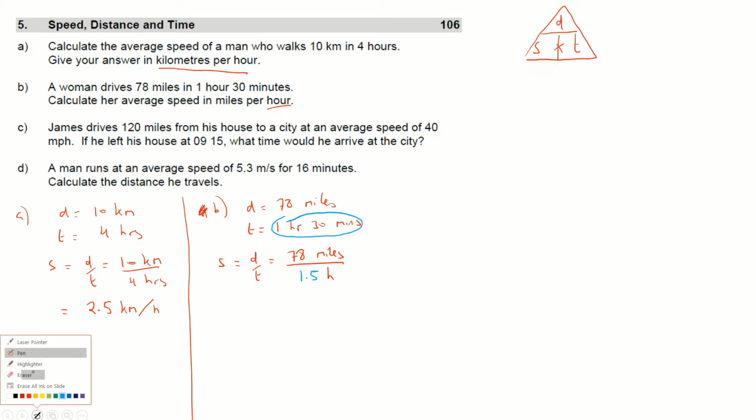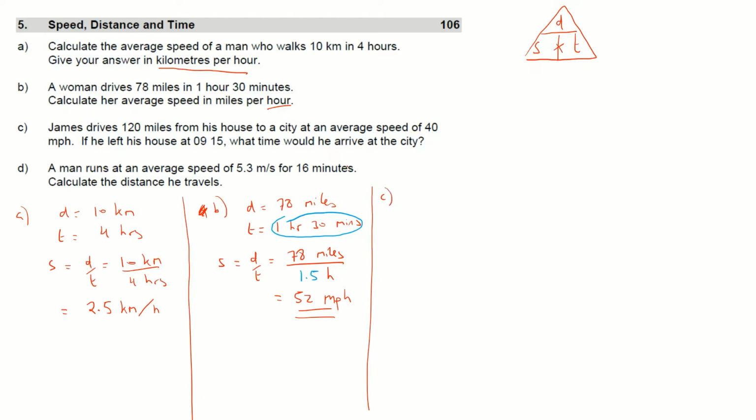Okay, and if you do 78 divided by 1.5, then I'm pretty sure, I'll double check. I think you get 52, but I better double check. Yeah, you get 52. Right, miles per hour. Remember now, miles per hour, because it's such a common speed, people write it like this, mph. They don't use the slash notation, they just say mph for this one.